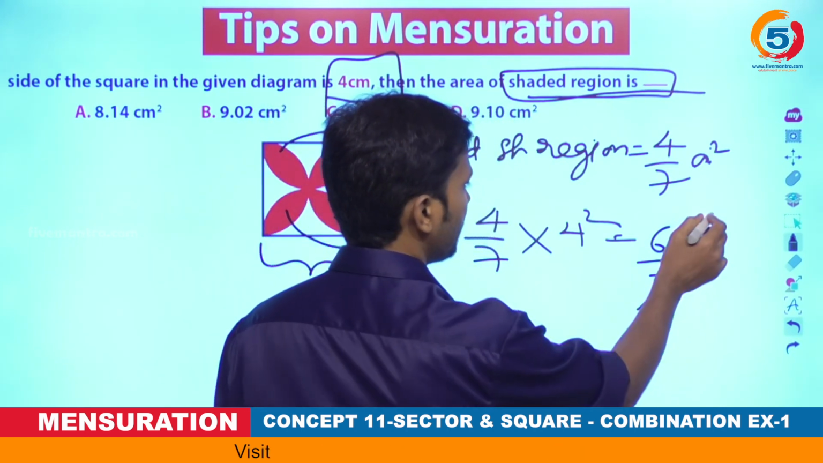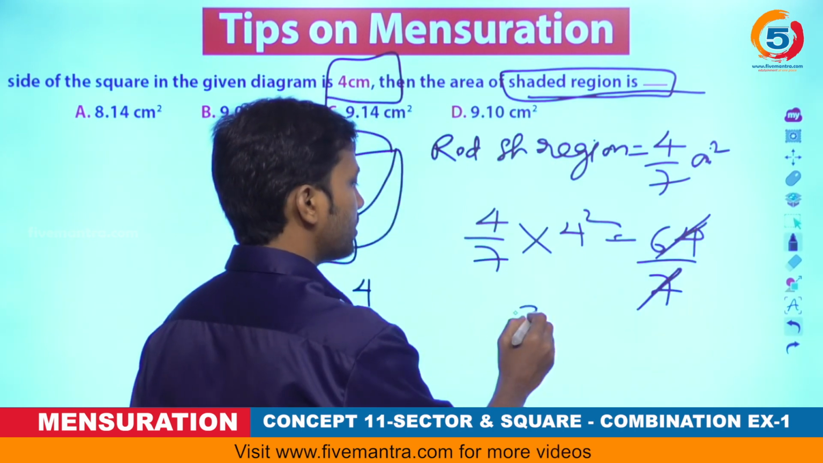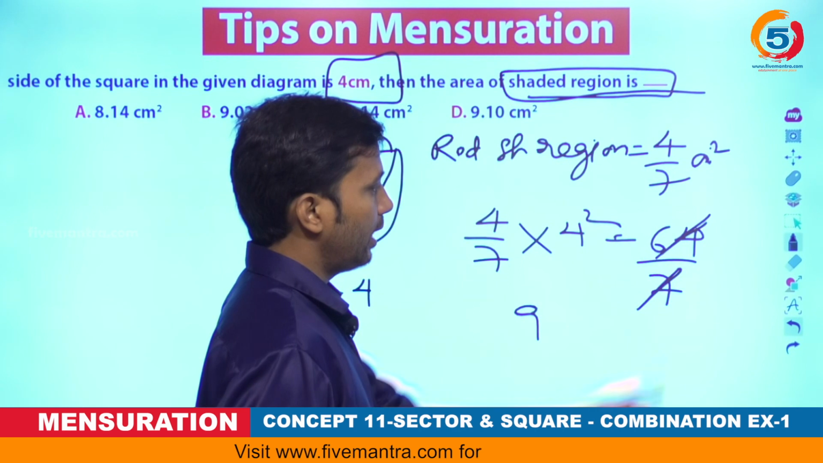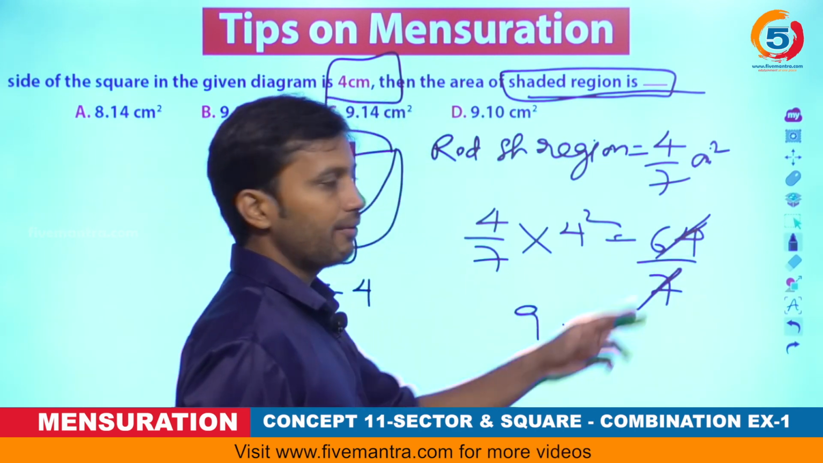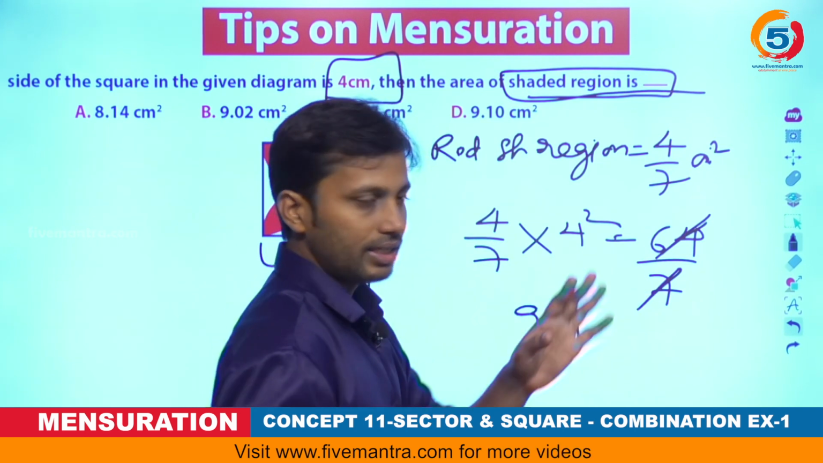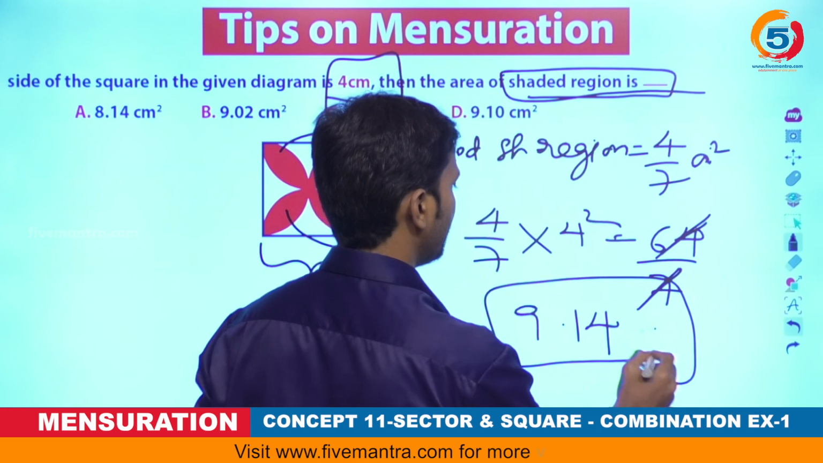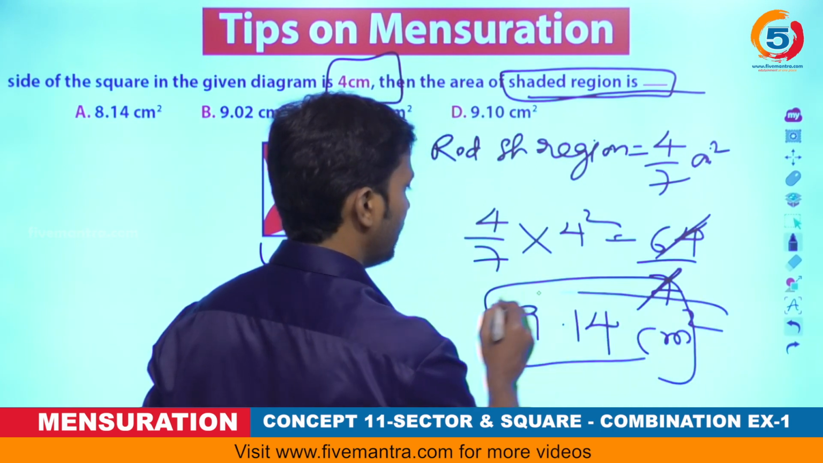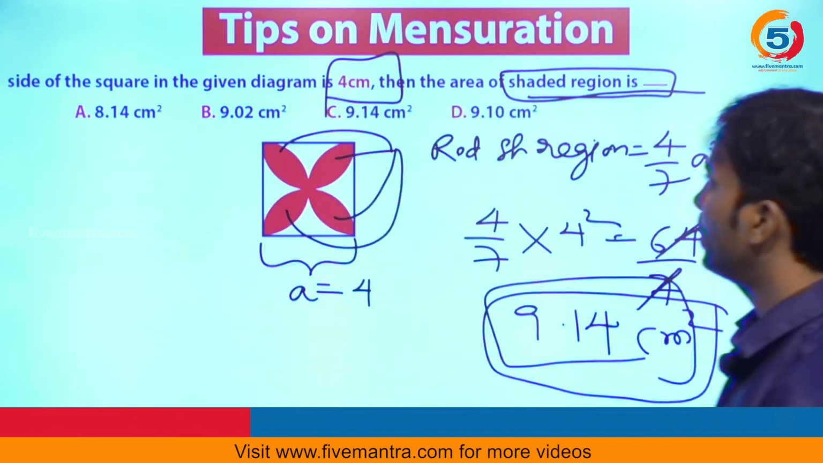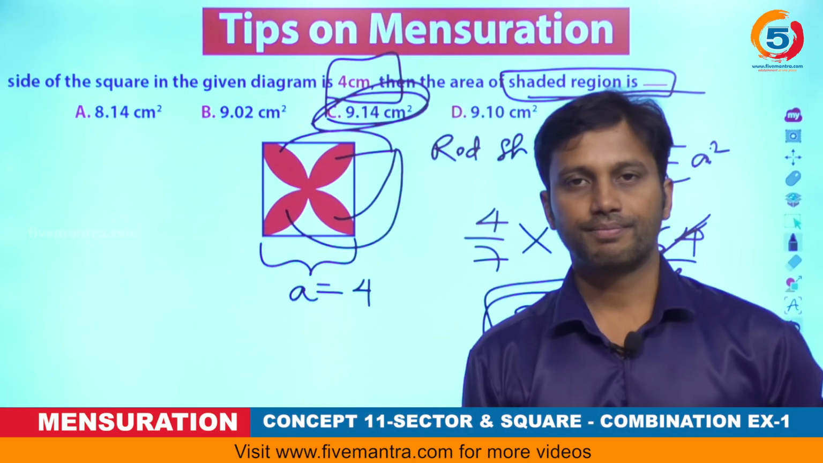And what is your answer then finally simplified? Okay, 7, how many times goes in this? 7 9s are 63, and 1 will be the remainder. Okay, 10. So 7 1s are 7 and 3 is 30. So 7 4s are 28. So what is your shaded region area finally? 9.14 centimeter square, which is the third option out of the given ones.